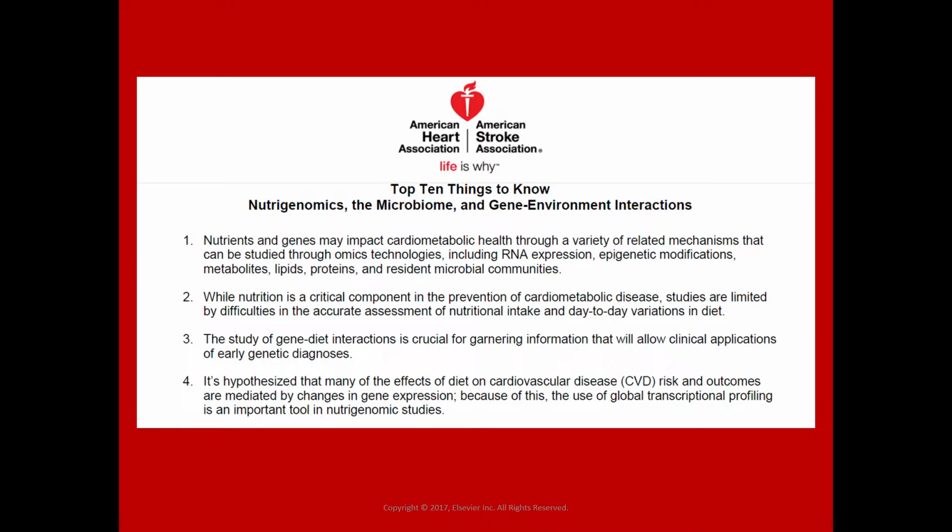Let's take a look here. It is hypothesized that many of the effects of diet on cardiovascular disease and outcomes are mediated by change in gene expression. And this basically means that genetics do play a role, but more than genetics, it's the epigenetics, or the lifestyle that the individual has or lives by, that will create the gene expression and lead to a disease.